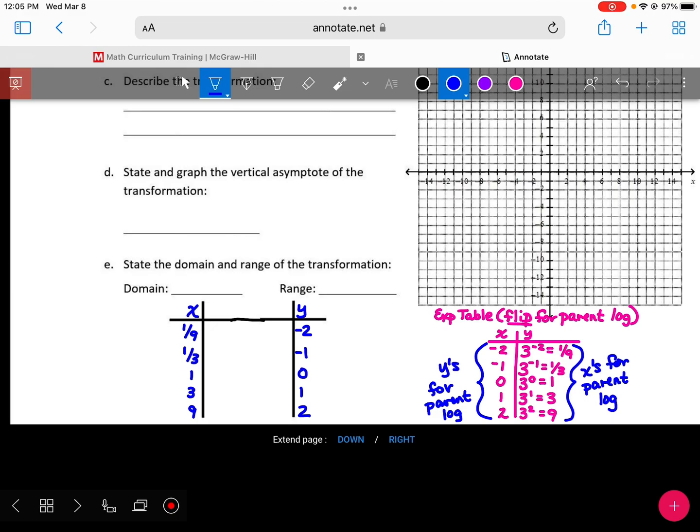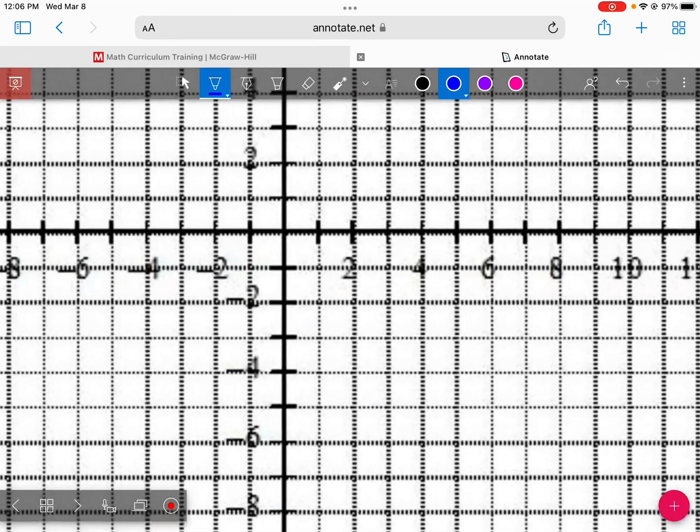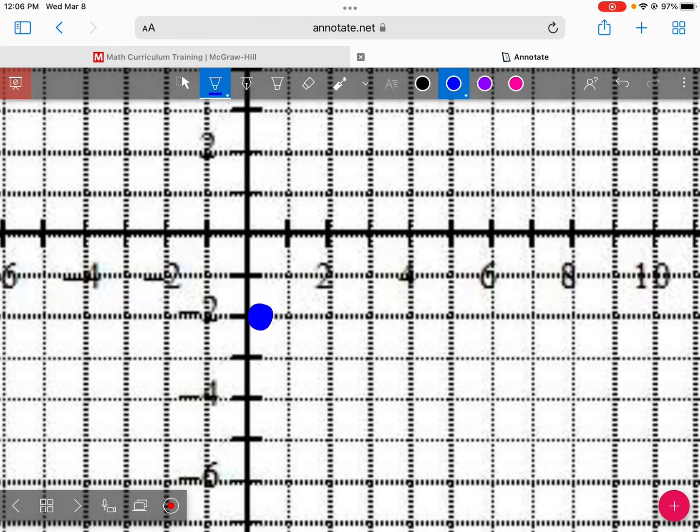So down the x side, this tells me how far left or right to go. My first x is 1/9. Is that positive or negative? Positive, so I have to go to the right. Is 1/9 very big? So I don't go very far to the right at all. And then I go down 2 because the y is -2. My next x is 1/3. Is that positive or negative? Positive, so I have to go to the right. Is 1/3 very big? So I don't go very far to the right. And then the y is -1, so I go down 1. So right here.